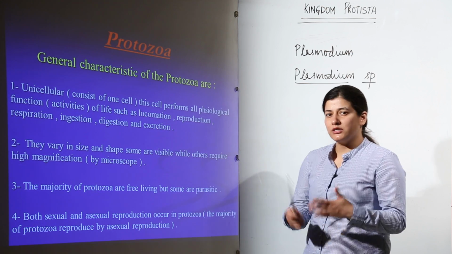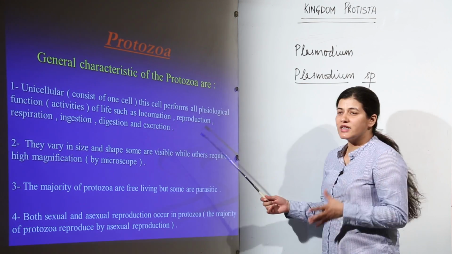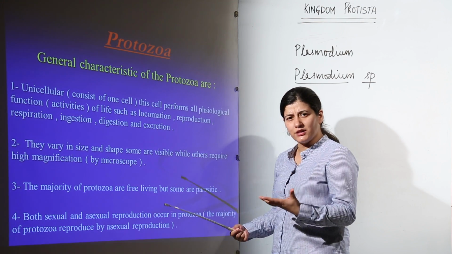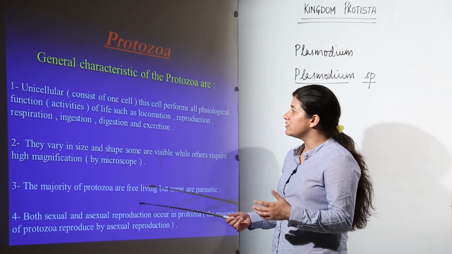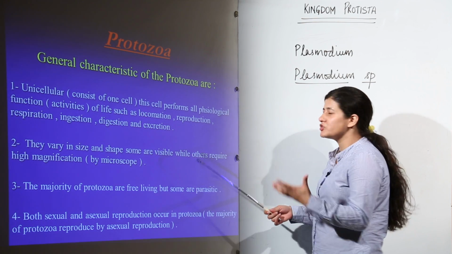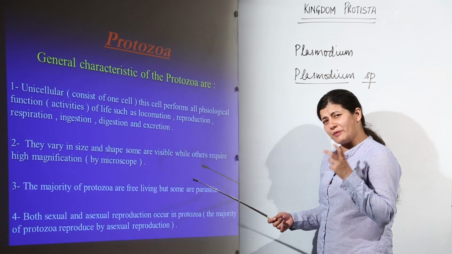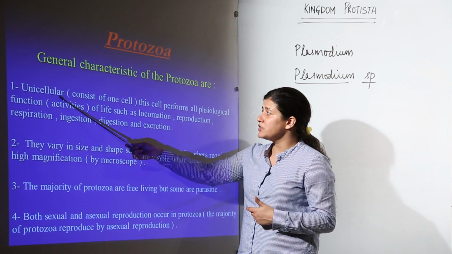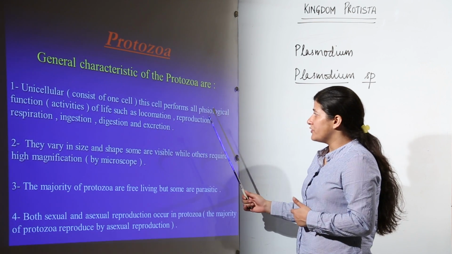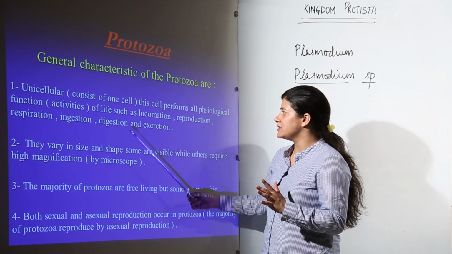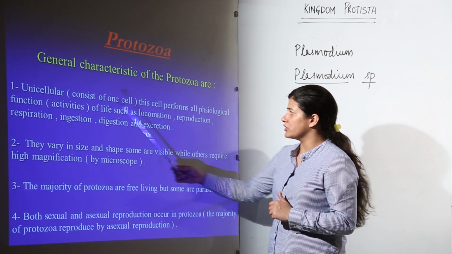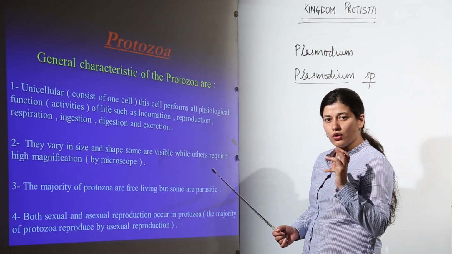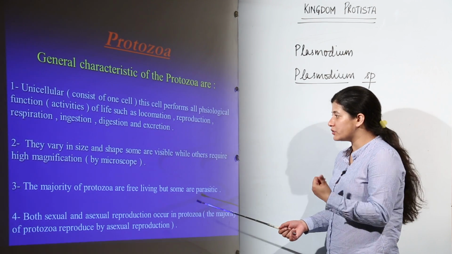But before that, a general overview of protozoan general characteristics. Again, it is a sort of repetition only, but the more you repeat the things, the more you are able to learn, and there is no logic behind the things. This chapter is more analytical, so it's better we keep on revising. First, they are unicellular, and they perform all physiological functions such as locomotion, reproduction, respiration, ingestion, digestion and excretion at a single cell level. That means their organelles would be responsible for carrying out all these functions.